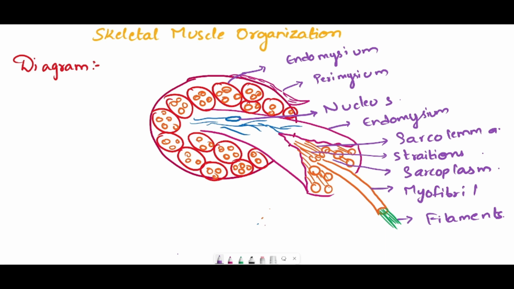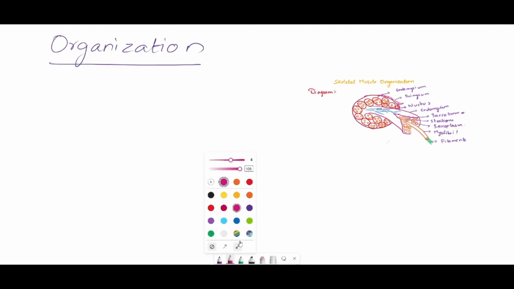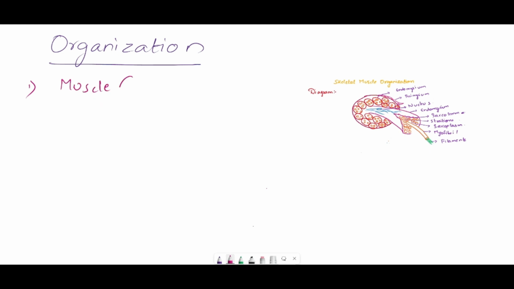Now let's see what points are to be included under this. In the organization, the first thing is that this is a muscle, and muscle is a whole organ. That means it will have many clusters of muscle cells. So the first point is that muscle is a whole organ. Here the muscle cells are formed in clusters, and muscle includes three things.